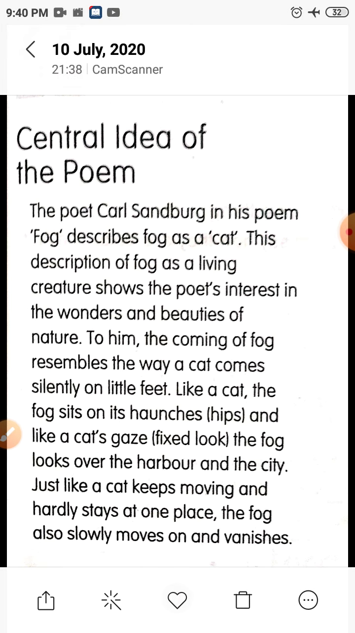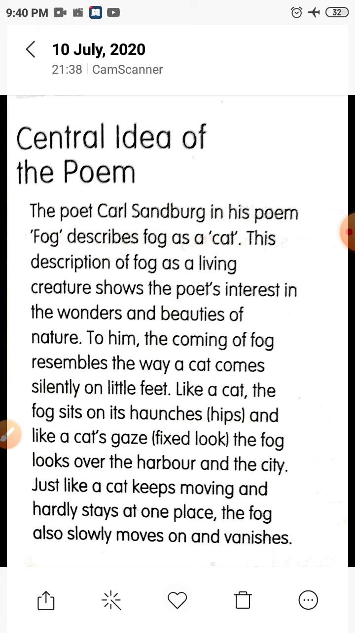As the cat fixes its look on everything, जैसे वो देखती है, गेज मैंने घूरना, फिक्स किसी चीज को, तब क्या होता है, in the same way fog also sits on its haunches. Haunches means on the basis of the hips. Taking the help of that portion and just sitting, that is known as haunches. And here the cat also does it in the same way as the fog.